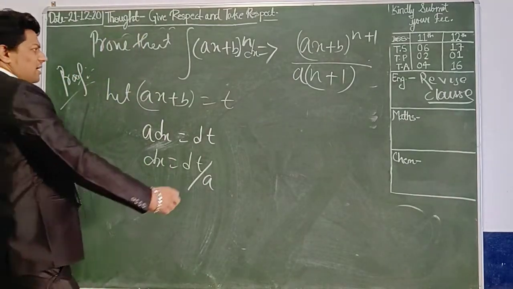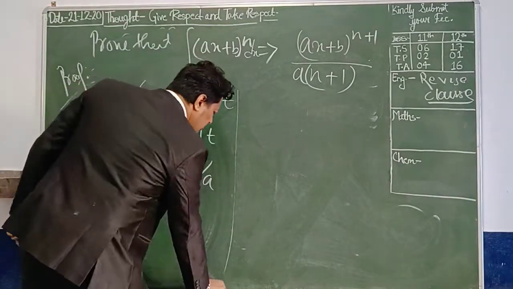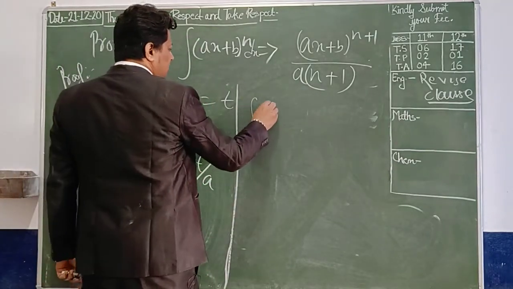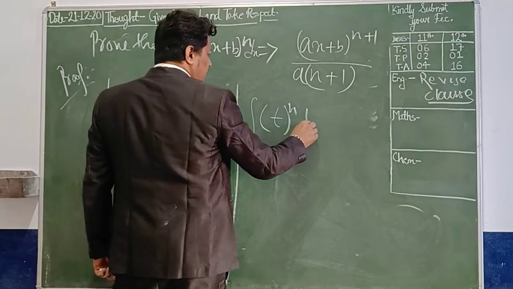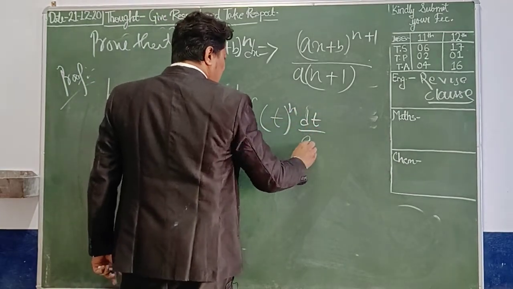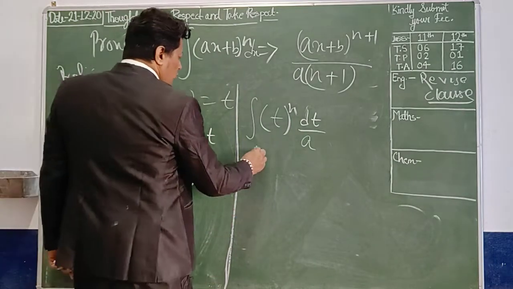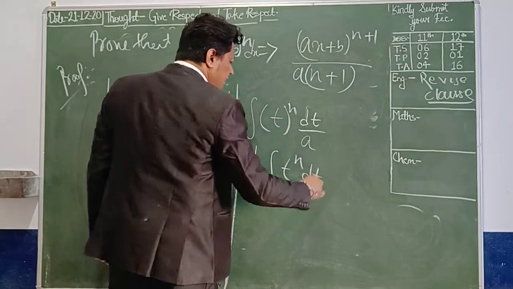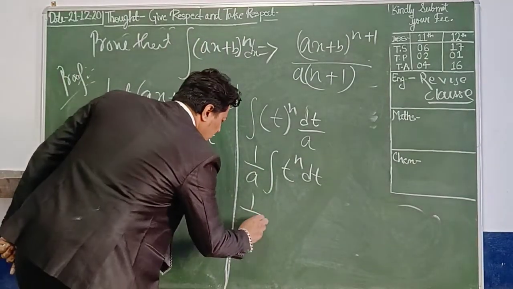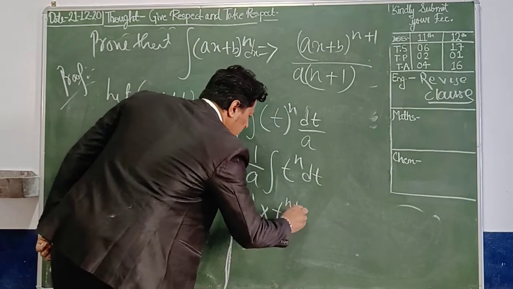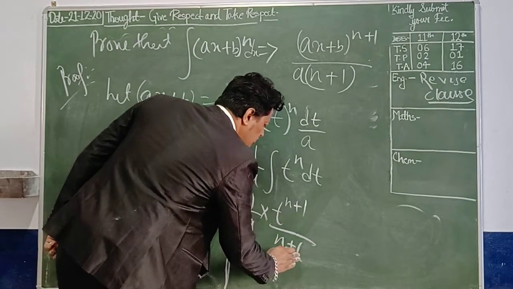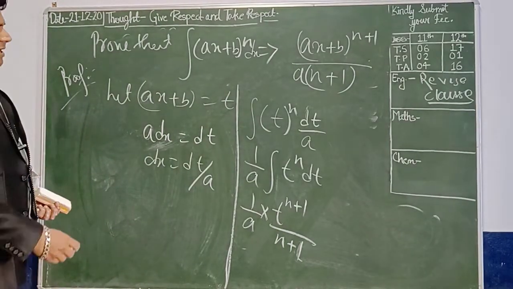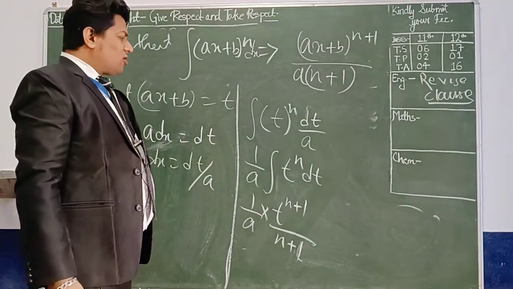So when we talk about this integration, t power n dx equal to dt by a, it becomes 1 by a integration t power n dt. Any doubt at all? 1 by a into t power n plus 1 divided by n plus 1. Is it clear?